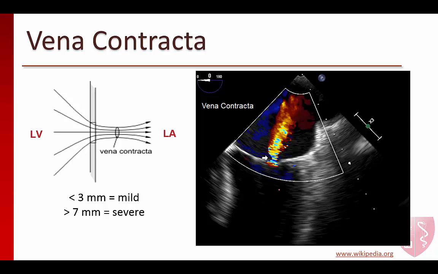The image on the right shows a still clip of the mid-esophageal four-chamber view rotated to the left to show the mitral valve. The arrow points to where we would measure the vena contracta.